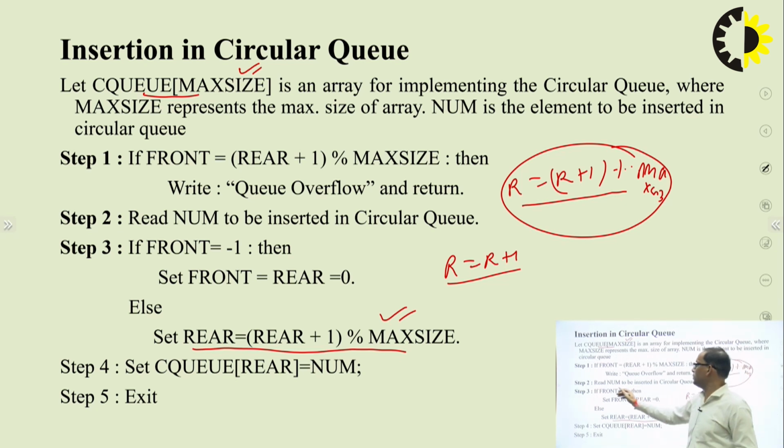So at first we will read the value of the num variable. Num represents the value to be inserted or the element to be inserted in the queue. We will enter the value of num, and if front is equal to -1, then front is equal to 0 and rear is equal to 0. This step is used whenever we are going to insert the first element inside the queue. Initially the queue is empty.